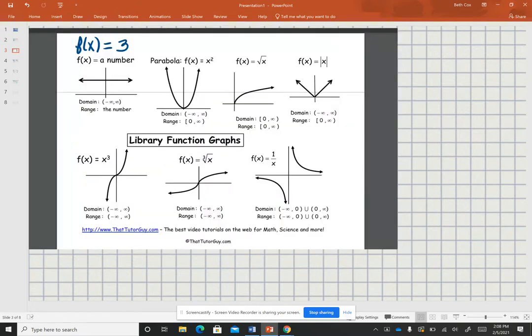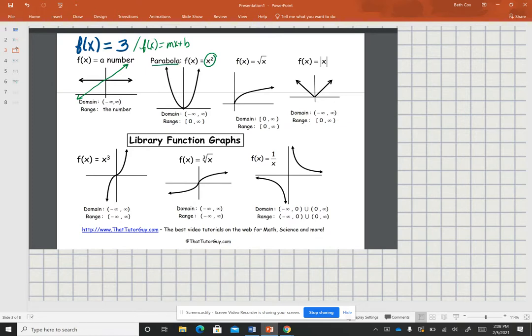Okay, so there's a couple of different types of lines. This one's linear. It's also a constant. These are called the library functions of graphs, and we have f of x is equal to a number. This is a constant function. It's a horizontal line. But then we also have ones that could be like f of x is equal to mx plus b. That's a line. All right, and so they could be just slanted lines.